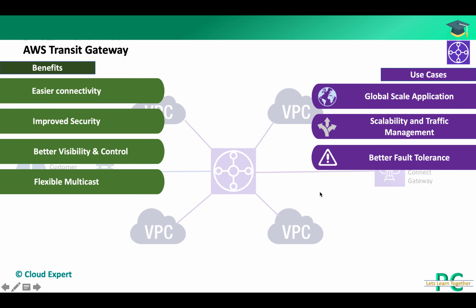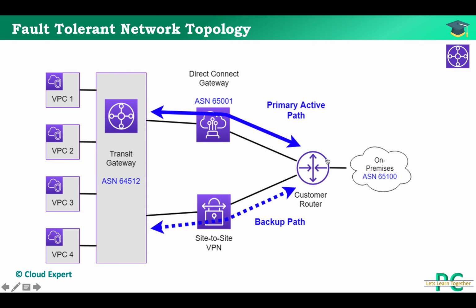Then we can achieve better fault tolerance. Let's say you have a couple of VPCs in one region, and you have a transit gateway which connects those VPCs in a hub and spoke model. At the same time, let's say you have an on-premises network and a direct connect gateway for a consistent network connection, right? And you want to establish a VPN connection, site to site VPN connection, as a backup path.